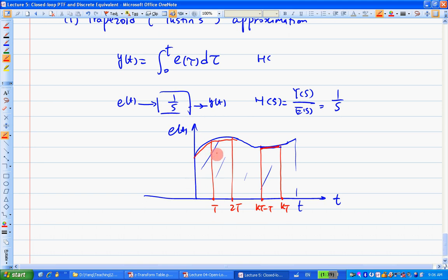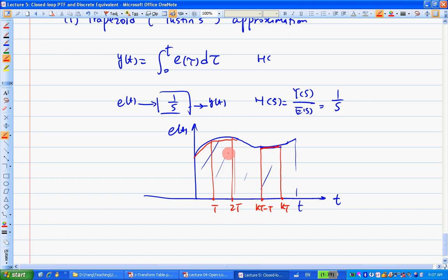If you look at each one of these, what are they? They are basically a so-called trapezoid. Each one of them is a trapezoid, not a rectangle. The shape formed by two adjacent sampling moments is a trapezoid.